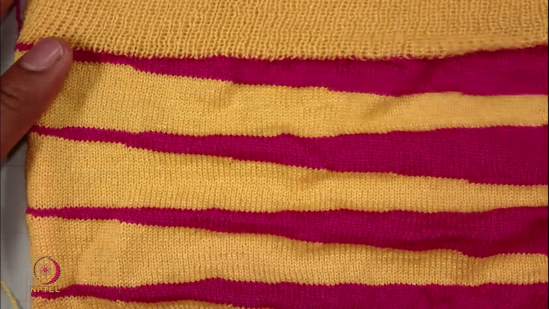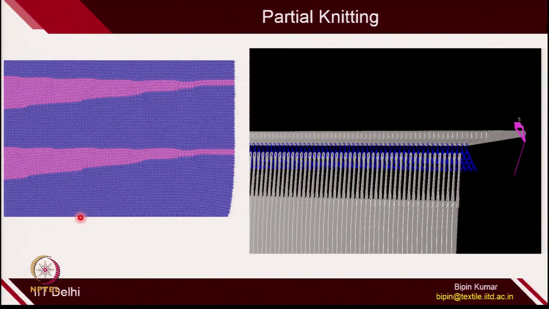So, partial knitting means all the needles in the same bed are not doing the knitting with the same yarn; multiple yarns are there in the same course. Okay. So, this is called partial knitting. Let us see how we actually make the partial knitting. So, this is the partial knitting. You can see here the blue yarn is in the same course, the blue yarn is knitting up to this much, after that the rest of the needles are catching the purple yarn.